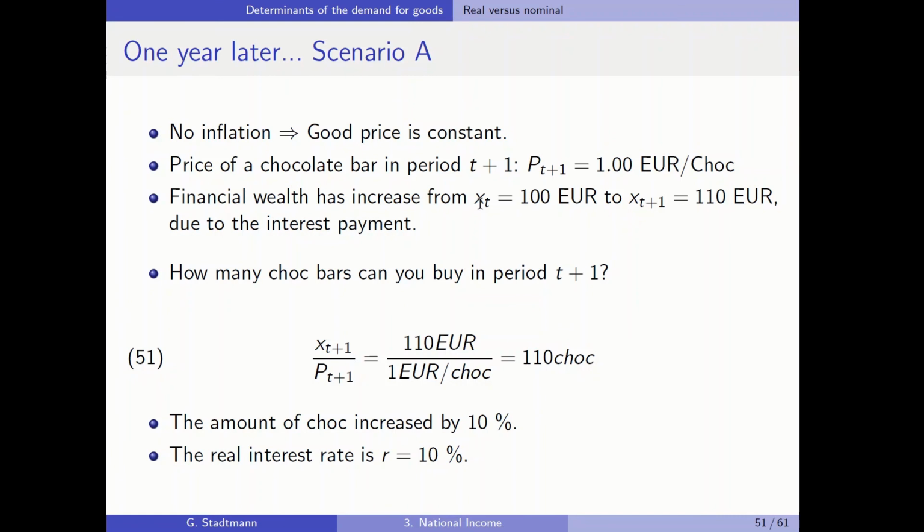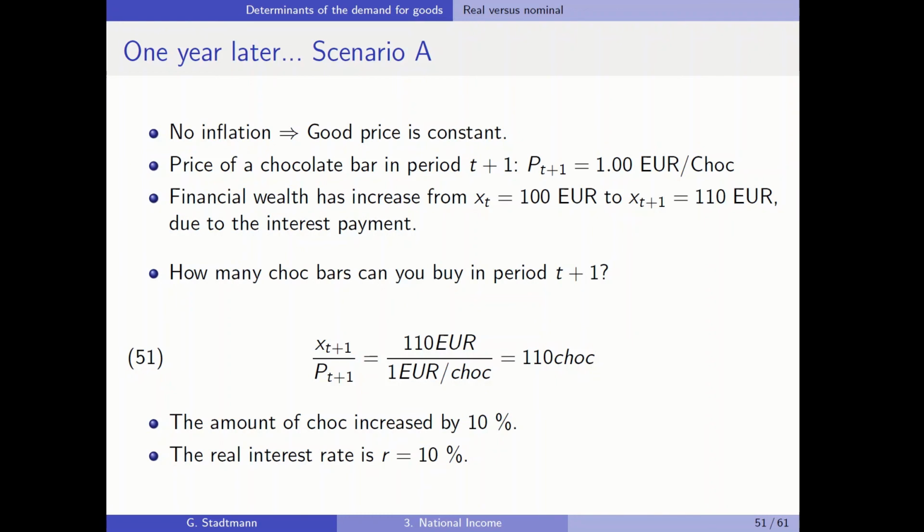The financial wealth increased from xt equal to 100 to xt plus 1 equal to 110 euros due to the interest payment. How many bars of chocolate can you afford now in period t plus 1? 110, the financial wealth, divided by the price of a chocolate bar is equal to 110. So the amount of chocolate bars increased from 100 to 110, so by 10%, so that in real terms, you also gained 10%.